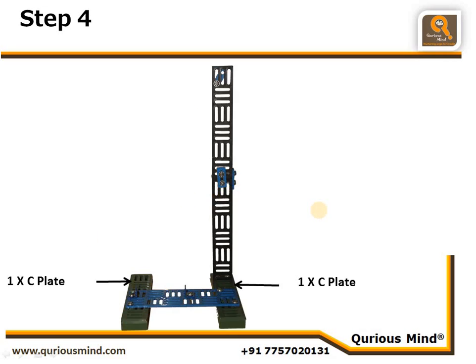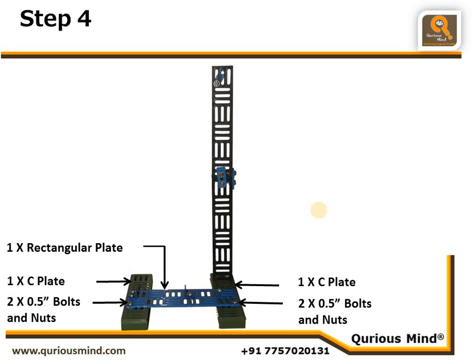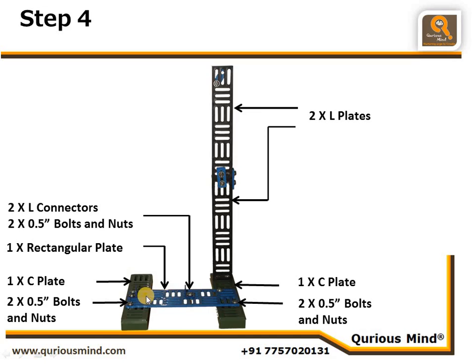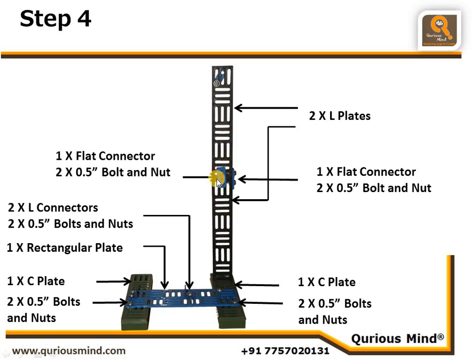2 C plates and one rectangular plate connected using 2 nut and bolts on both sides. You can see here we have connected 2 nut and bolts, here 2 nut and bolts. Now in addition to that, we have also connected 2 L connectors here using 1 bolt each. Here is one L connector, here is another L connector. And then these 2 L plates are connected together using 2 flat connectors. One on the front, one on the side.